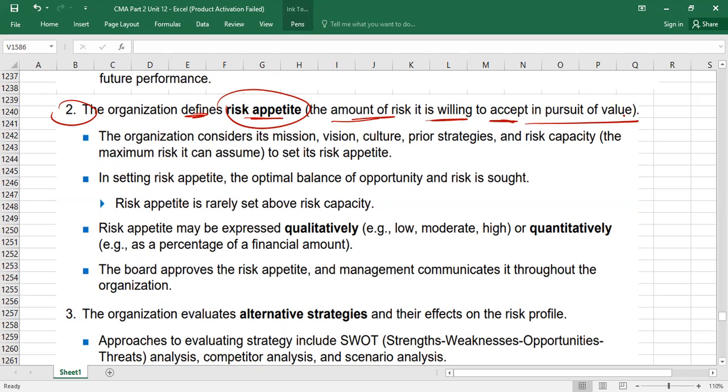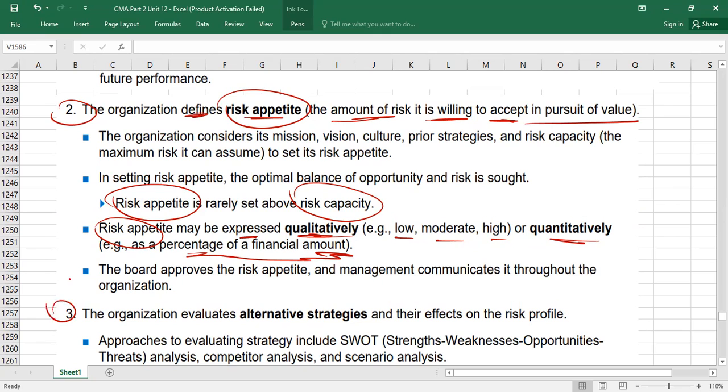Obviously, when you are setting risk appetite, it cannot be more than risk capacity. Usually capacity is bigger. Risk capacity, I told you, is the maximum risk which we can assume, and appetite means how much you are willing to accept. Usually risk appetite is less than risk capacity. Risk appetite may be expressed qualitatively, for example, you want to accept low risk only, moderate risk, or high risk, or quantitatively, in percentages or financial amounts. Maybe you can take risk up to 100,000, 200,000, 1 million, or $1 billion. So risk appetite can be expressed both qualitatively and quantitatively. Appetite means how much risk you are willing to take. This is the second principle.